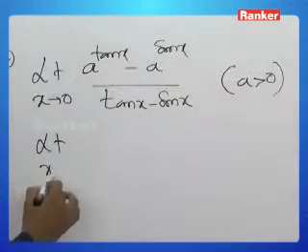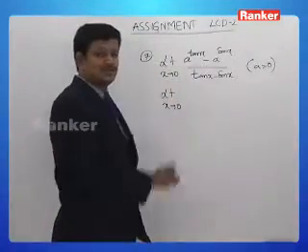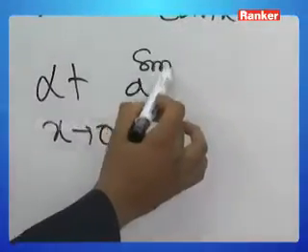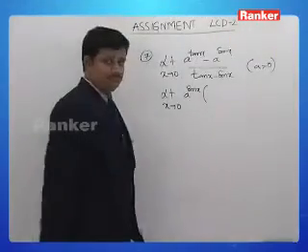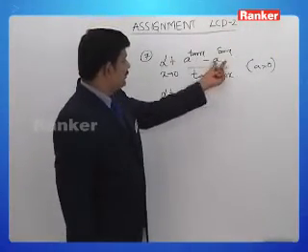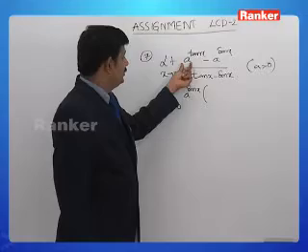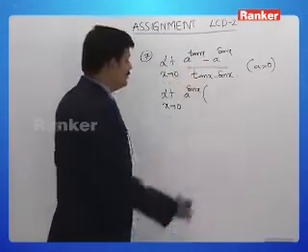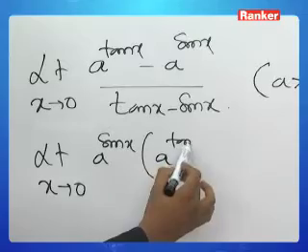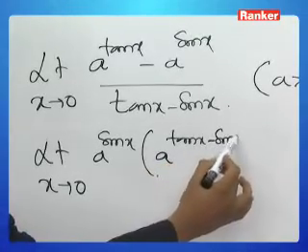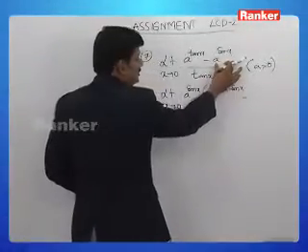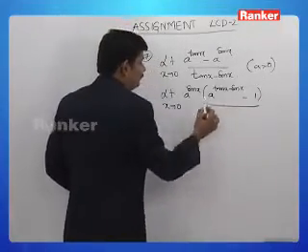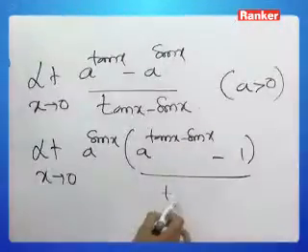Let me take a power sin x common from the numerator. So this will become a power sin x into, when I take a power sin x common from the numerator, this will be a power tan x divided by a power sin x, or a power tan x minus sin x, minus this a power sin x we have taken it common, so we will be left with 1, divided by tan x minus sin x.